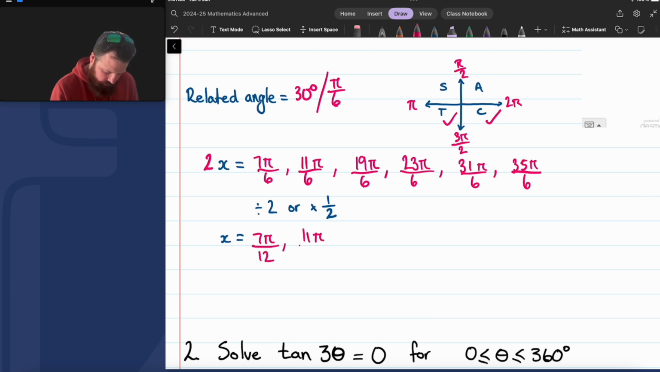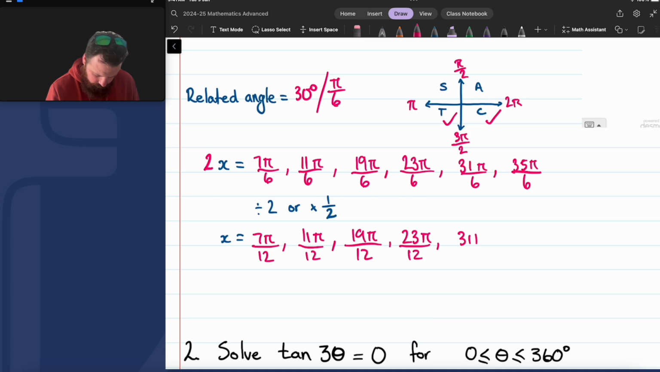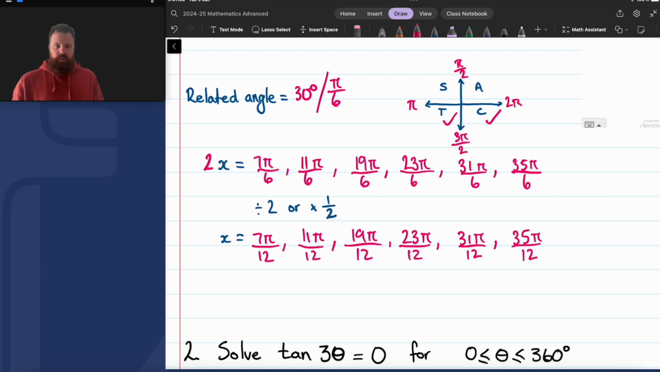11 pi on 12. 19 pi on 12. 23 pi on 12. 31 pi on 12. 35 pi on 12. So now, by timesing it by half, dividing it by 2, I've taken those solutions that we had fully stretched out and compressed them back towards the y-axis.